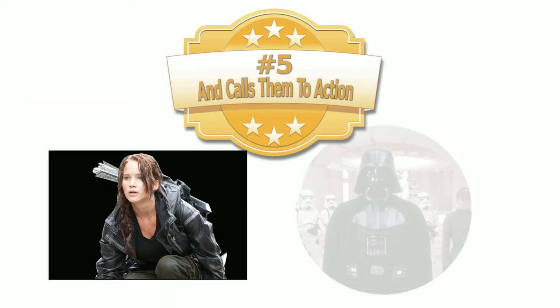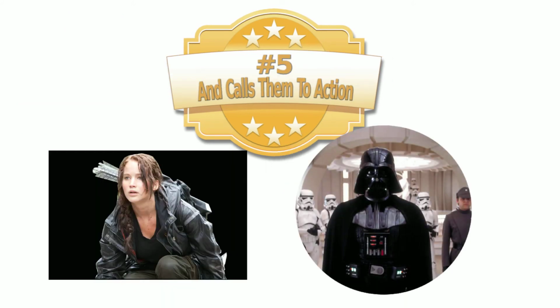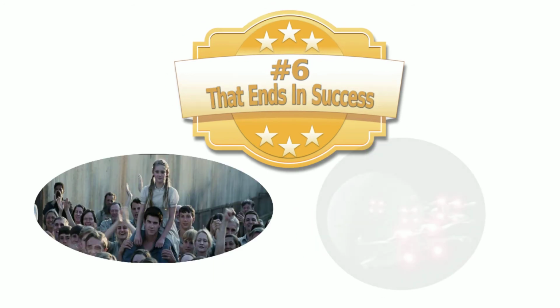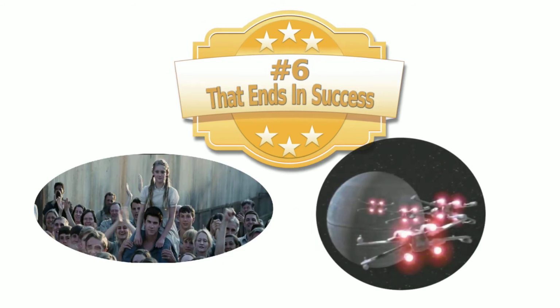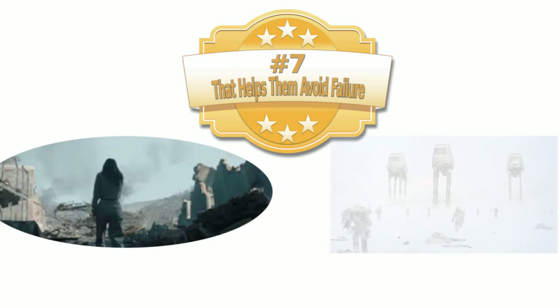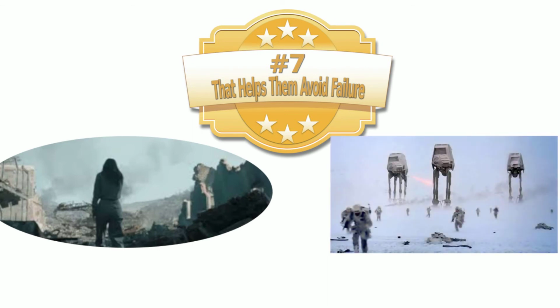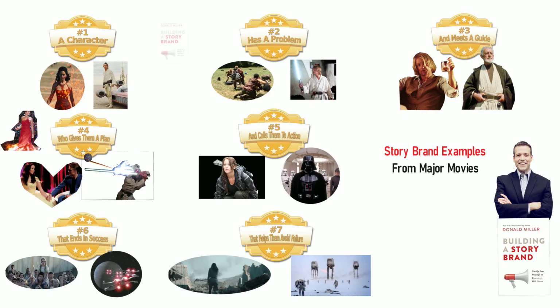The call to action in this is he goes to defeat the Empire. 6 would be that it ends in success, so the rebellion avoids defeat. Alternatively, if they didn't, the rebellion would be crushed, and that's how he helps him avoid failure. Both The Hunger Games and Star Wars are among the largest movie franchises in history, because their stories speak to the audience in a way that holds their attention.